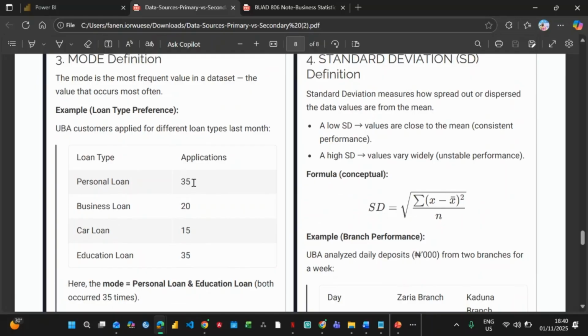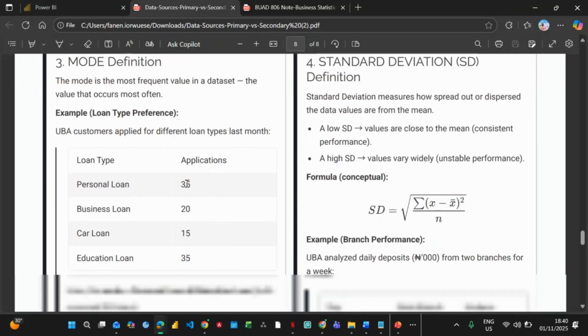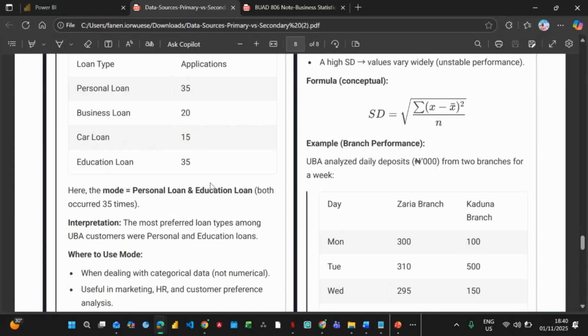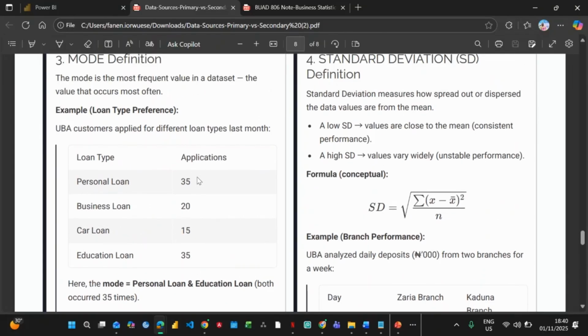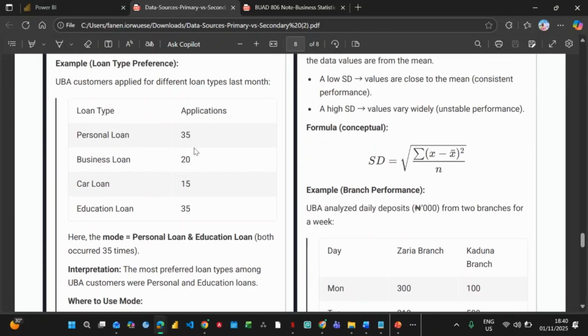35 is the answer. We have 35 here, 35 here. So you don't really need to arrange this one in order. There's no order for you to arrange that. All you need to do is check through and you see it.